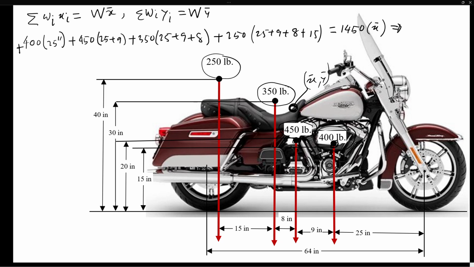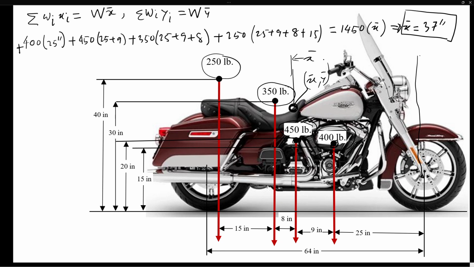So there I found x bar is equal to 37 inches from the front wheel. So it's going to be somewhere here, this distance is 37 inches from the front wheel, the x bar.